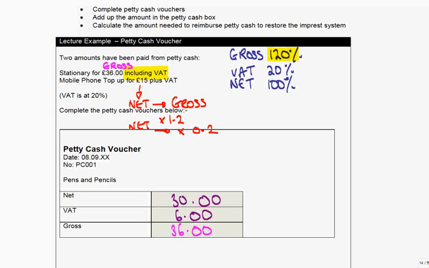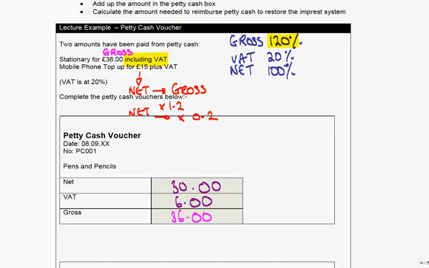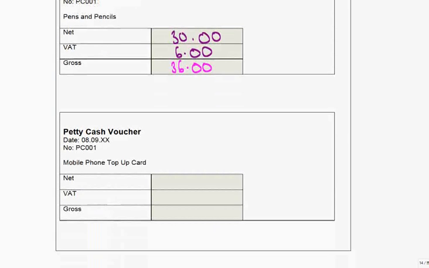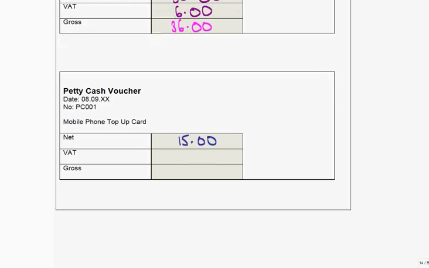So let's fill in the petty cash voucher for the mobile phone top up, being careful to fill in the right box. Remember the information in the question: we were given the net figure, so we can just input that information there. The VAT, well, what we need to do is take the 15 and just times it by 0.2 to get the figure that we need. So that comes out to be 3.